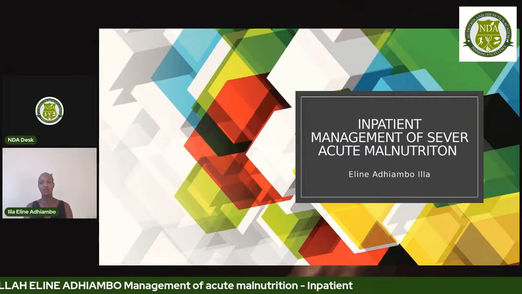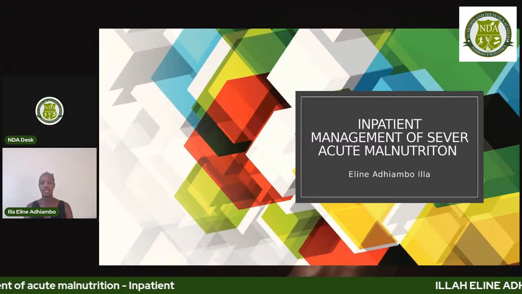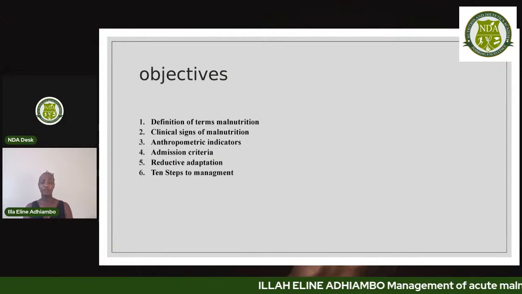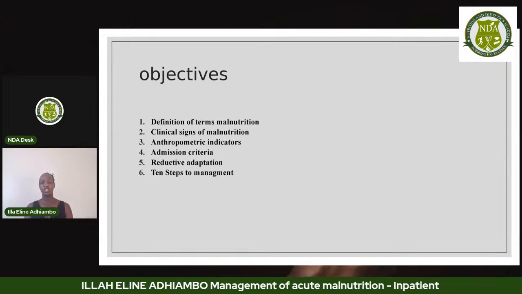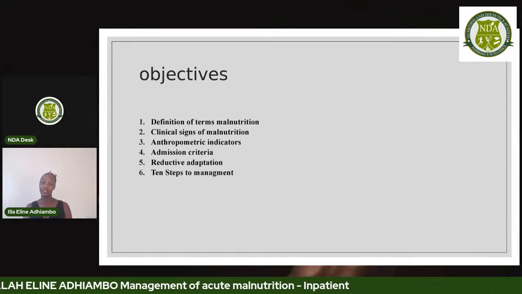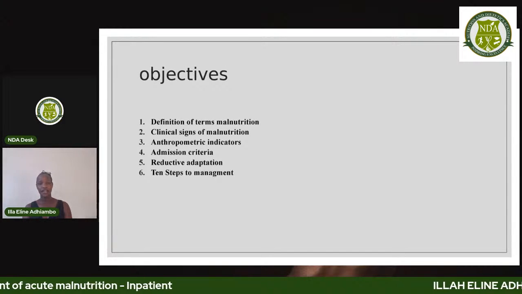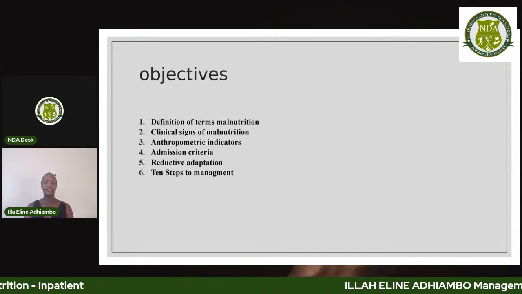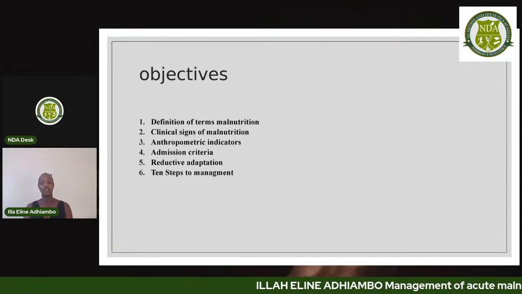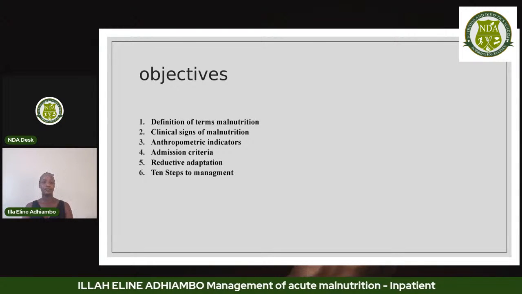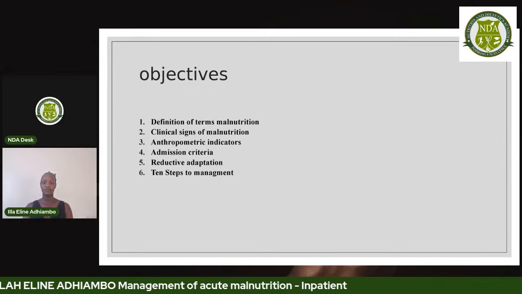I'm going to take us through the management of severe acute malnutrition in patients. The objective of this talk is to define malnutrition, to identify the clinical signs of malnutrition, the anthropometric indicators, the admission criteria, reductive adaptation, and the 10 steps to the management of malnutrition in patients.